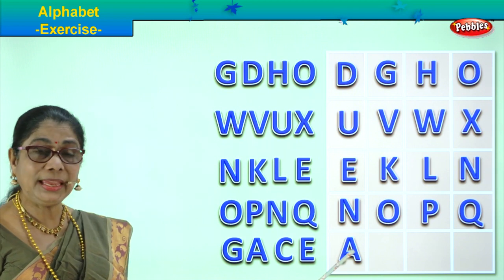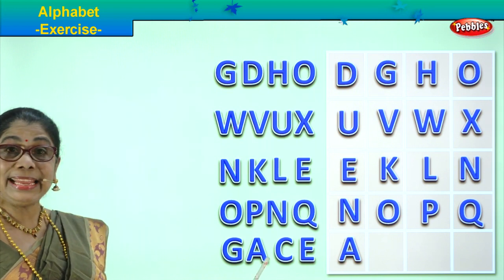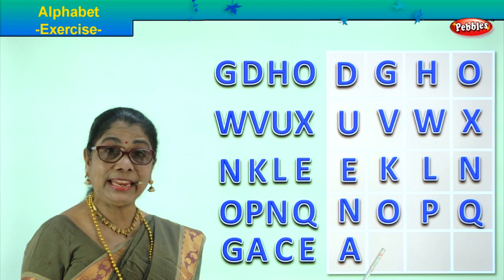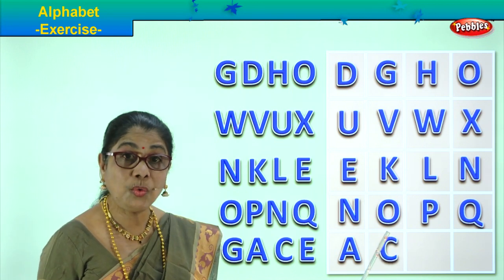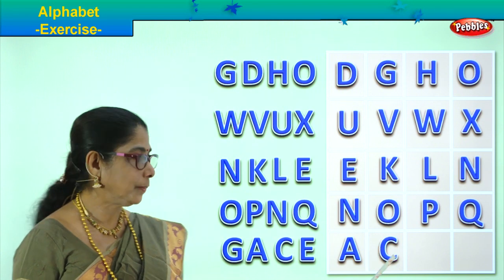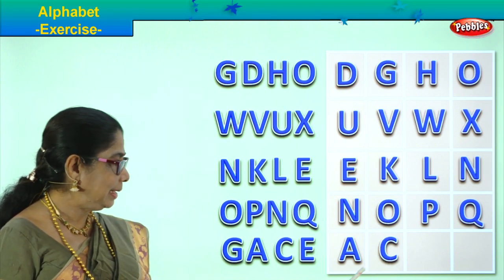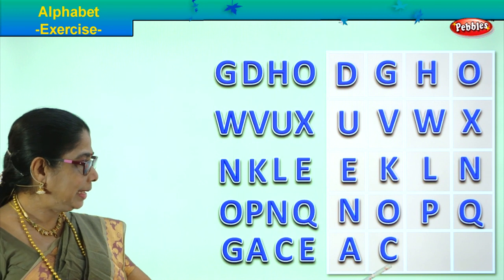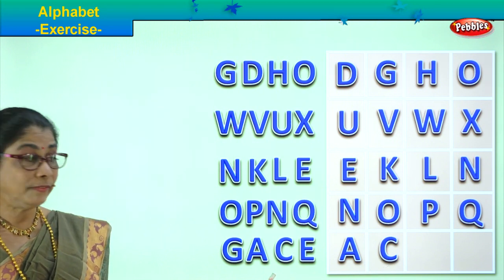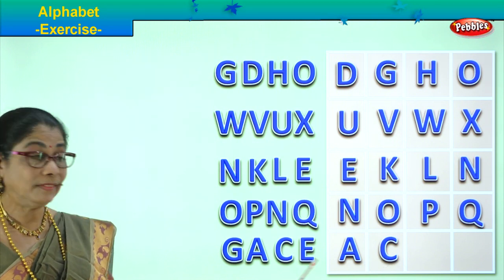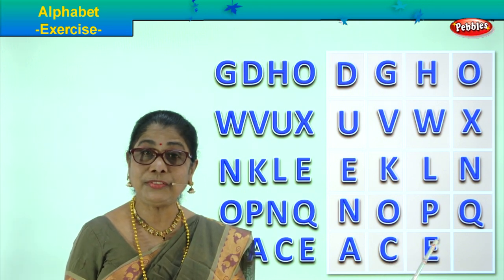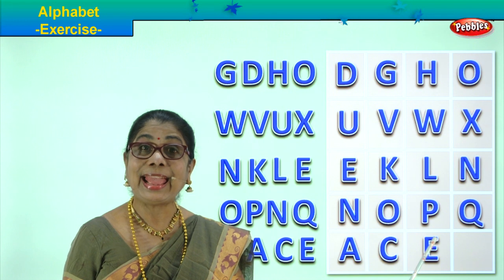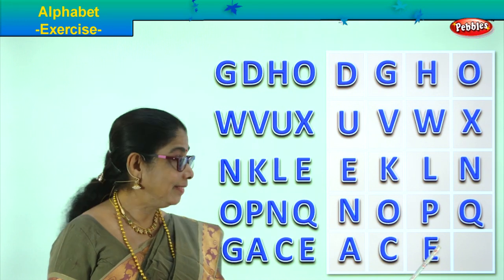Next. B. No B here. C. We have letter C. So we take the C and put it over here. C. Sound. K. Cat. So A and C. Then D. We do not have D. E we have. So we take the letter E and put it here. What's the sound of E? E. Egg. We put it here.